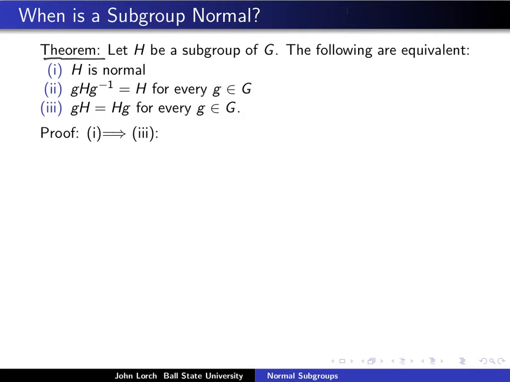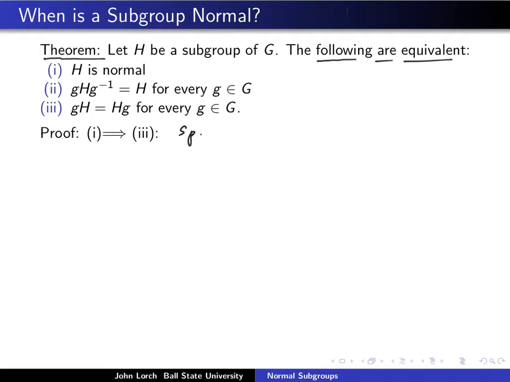Now, just to remind you, when we say that the following are equivalent, what that means is that the truth of one statement implies the truth of the others. And if one of the statements is false, then all the statements are false. Okay, now there are a number of implications that we would need to prove in order to prove this theorem. Here we're just going to prove that statement 1 implies statement 3.